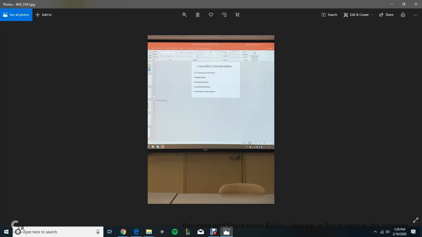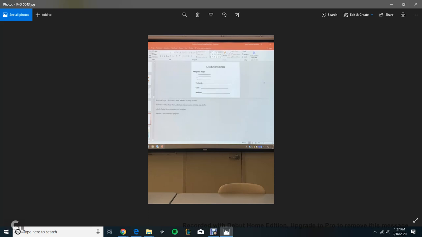Acute effects of total body radiation. The effects are radiation sickness, hematopoietic syndrome, gastrointestinal syndrome, and central nervous system syndrome. The response stages. There are 4 response stages: prodromal, latent, manifest, and recovery or death.